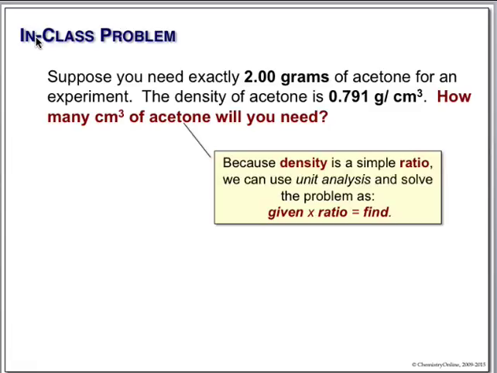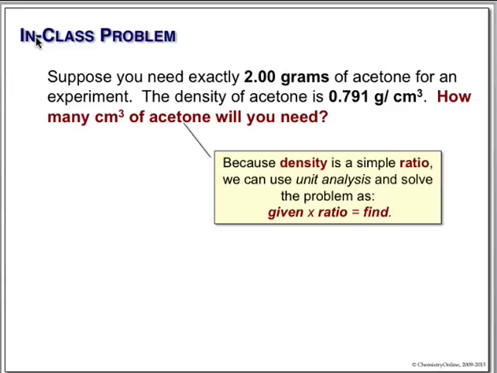Let's do another quick problem here. We need exactly 2 grams of acetone for an experiment. Now this is something that is real. I mean, this is the kind of stuff you do in labs. We'll be using acetone, that's nail polish remover. We were using that to do a reaction of something. You're going to need to know how much to add. Well, that's math, isn't it? So here we need 2 grams of acetone. We can simply look up the density, it's 0.91. What volume do we need?